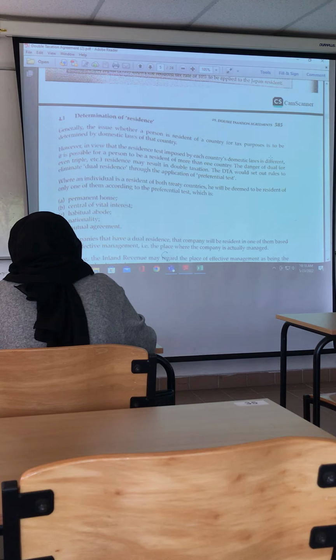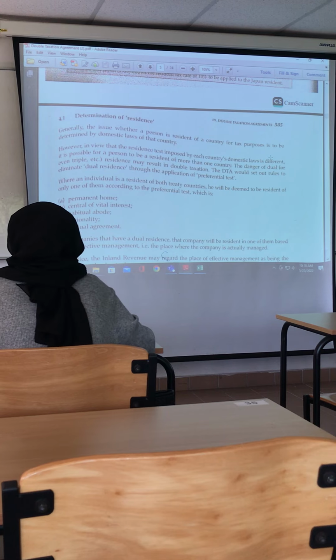So if you have a dual resident, because if dual residence, you may end up paying double tax. Right, so in order to reduce or to minimize the exposure to double tax, you have to choose one. So that's why they can buat preferential tax. Right, you want to be which resident.